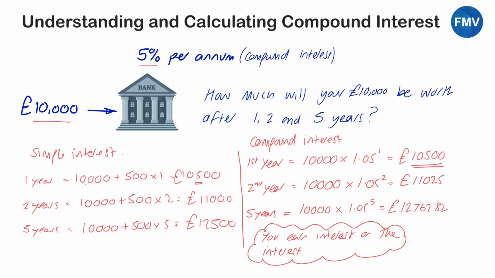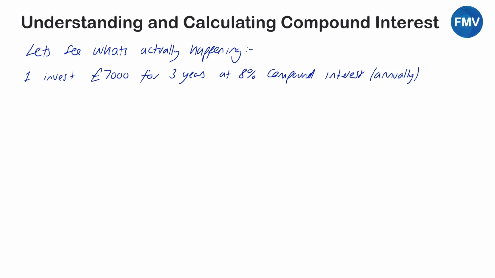Okay, let's move this forward. So let's see what's actually happening with this. So I invest £7,000 for 3 years at 8% compound interest. That's interest paid annually. What will the return be? Let's do this in a more simplified method first. We'll look at the first year.